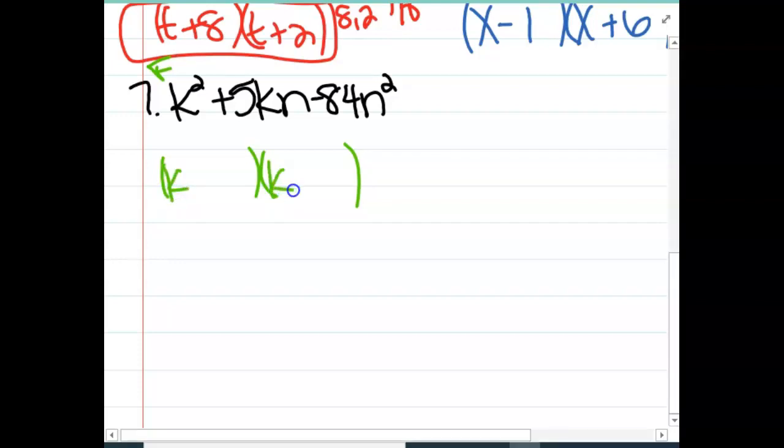Look, you already know how to fill in half your parentheses. Now here's the thing. What makes this tricky is I do have the k squared. That part wasn't a big deal. But I've got this other variable here. I've got this n in the middle and this n squared at the end.